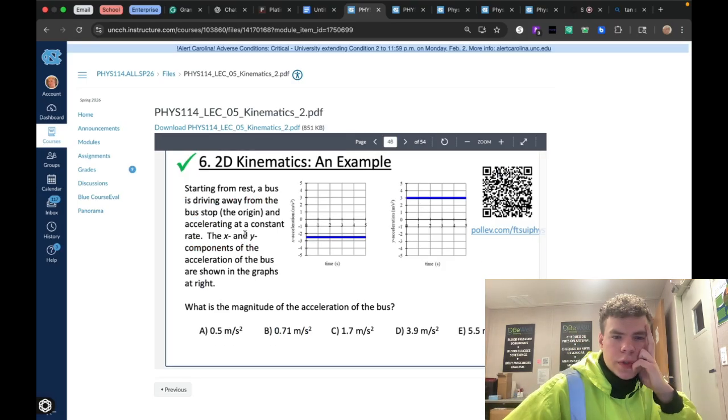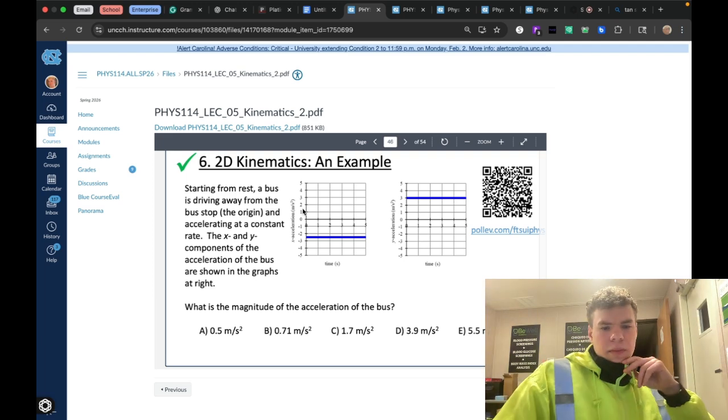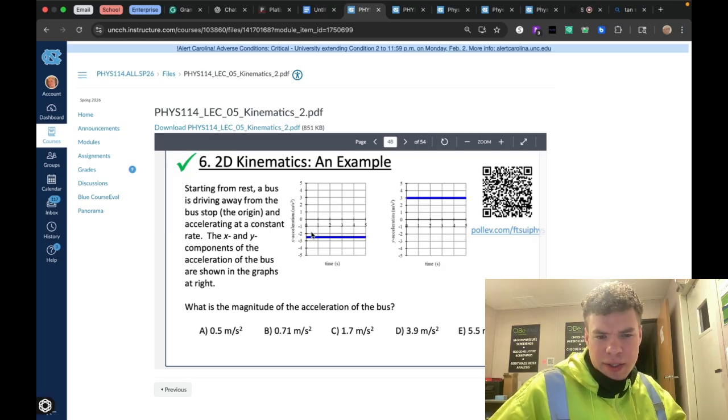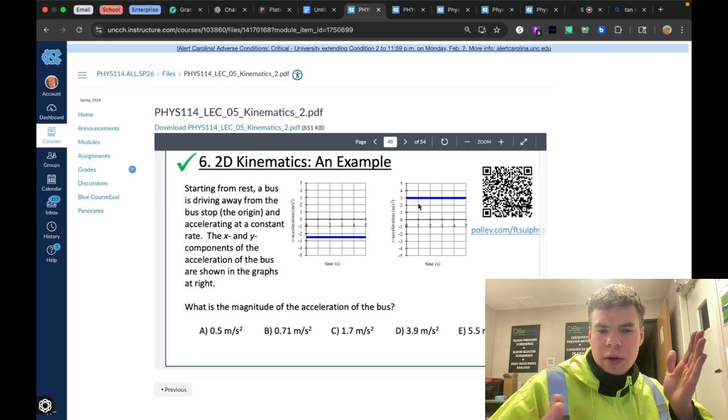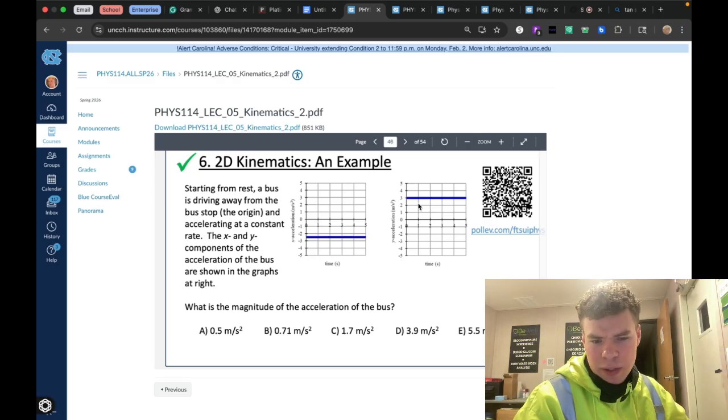All right. So starting from rest, a bus driver is driving away from the bus stop and accelerating at a constant rate. The x and y components of the acceleration are shown. What is the magnitude of the acceleration of the bus? So it looks like in the x direction, it's accelerating at a constant negative rate. So it's moving towards the left in the x direction, but has a positive y direction. So we know it's in this quadrant, it's accelerating that way.